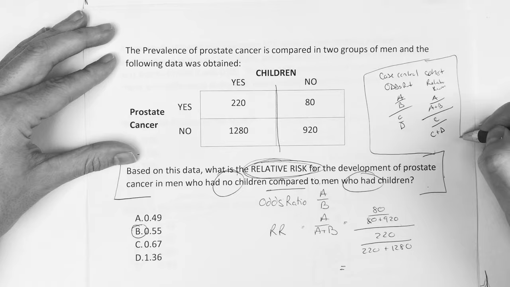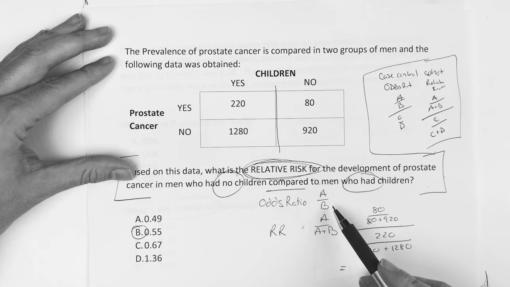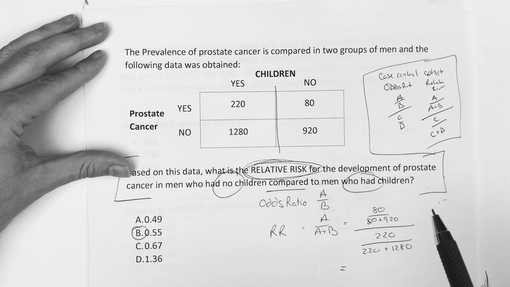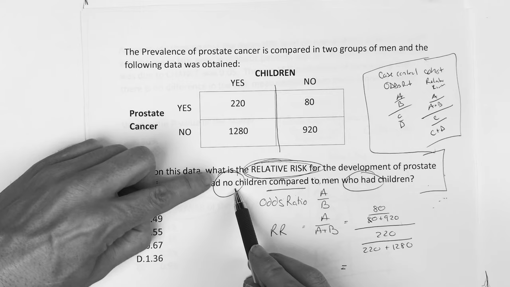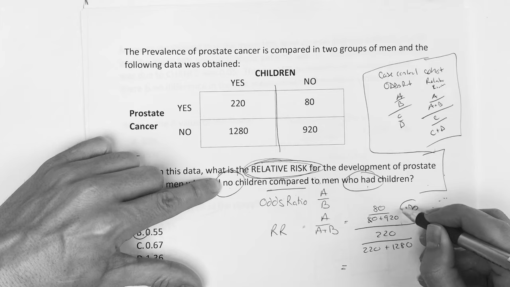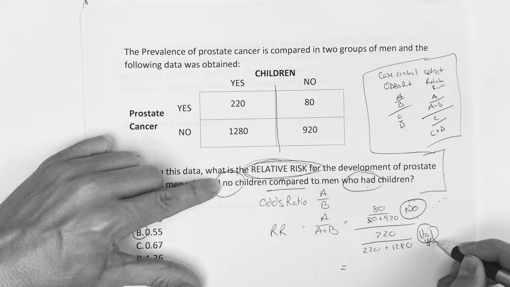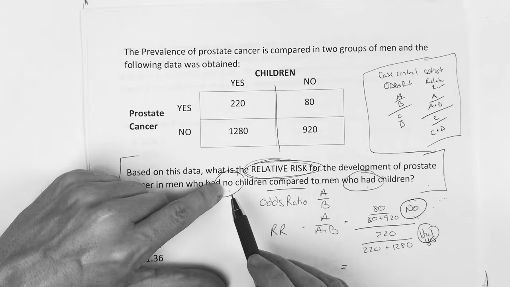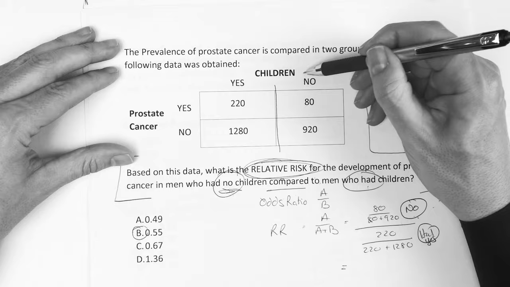And so in this situation, relative risk is one number over two, but what goes on top? That's the key. What goes on top? It's whatever was said first. In this situation, it's development of prostate cancer of men who had no children compared to men who had children. So who goes on top? No children. Now they could have said had children versus no children. Then the had children would go on top. But in this situation, it's no children. So what goes on top? 80.